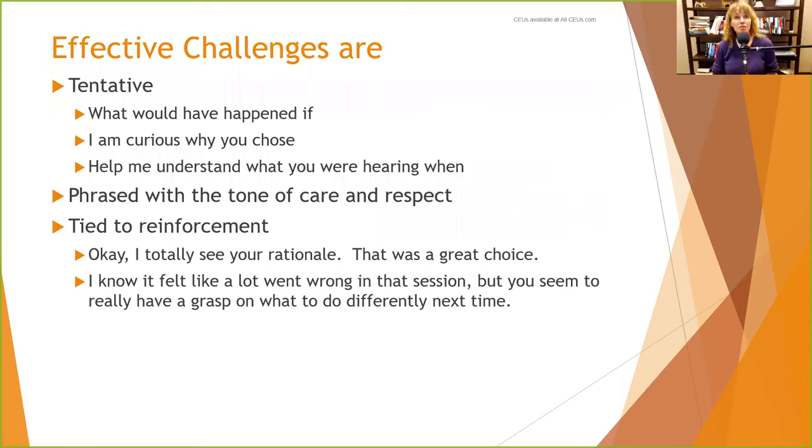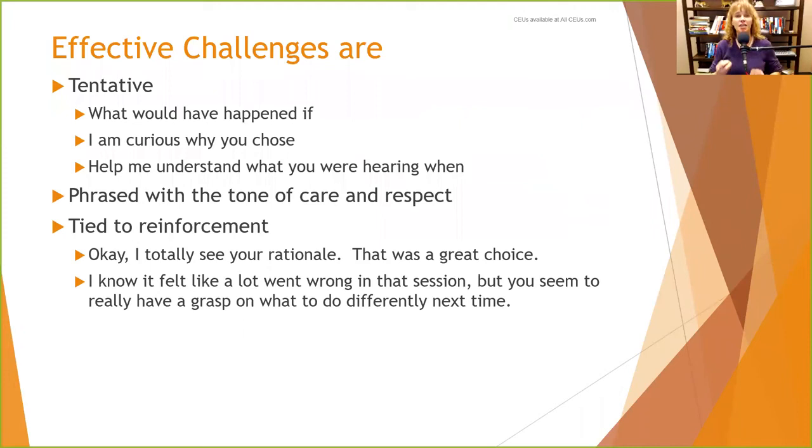You can also say something like, I'm curious why you chose this intervention. And maybe you would have chosen the same exact one, but you want to know what their thought processes are. You want to know their rationale. Help me understand what you were hearing when you responded this way. So all of those are just trying to get into the mind of our supervisees. They're not necessarily criticisms, but they're helping us understand the supervisee better.